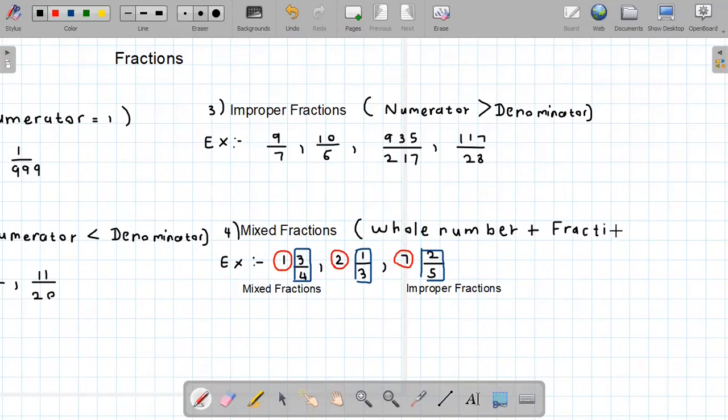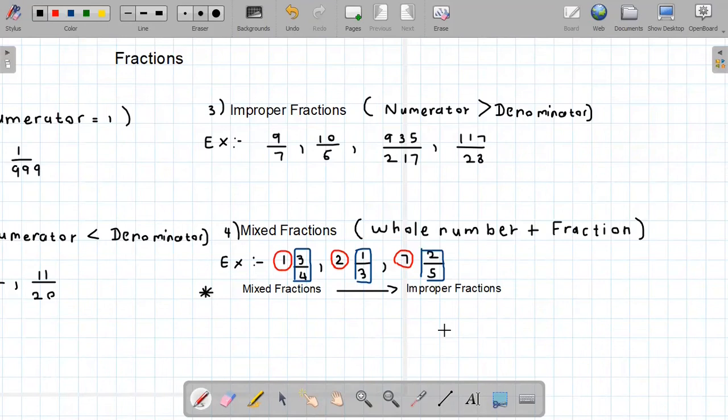These are called mixed fractions, right? Under these mixed fractions, I'm going to discuss two core headings. The first one is very important: how we are going to turn mixed fractions into improper fractions. The first one, mixed fractions into improper fractions.